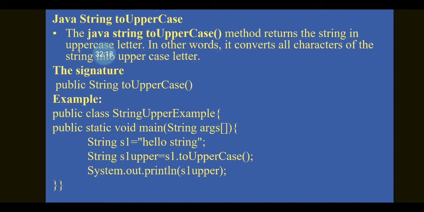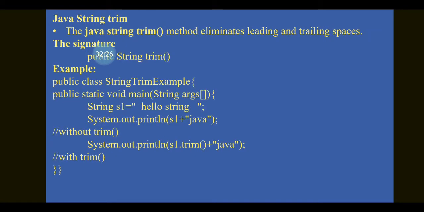And similarly, toUpperCase is used to return the given string in the form of capital letters. And the trim method is used to eliminate leading and trailing spaces. In the hello world string there is a leading space and also a trailing space. So without trim, s1 plus java will return hello world java with the leading and trailing space. If you use the trim method, the leading and trailing space will be removed, and after that java will be concatenated and the result will be printed.